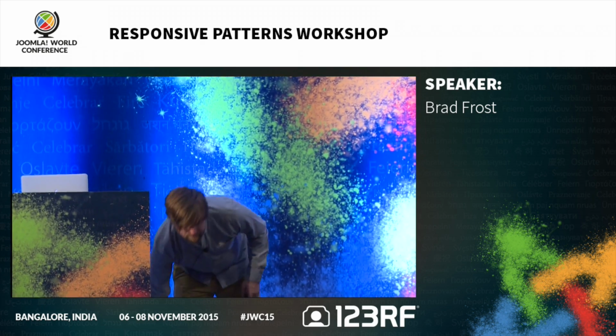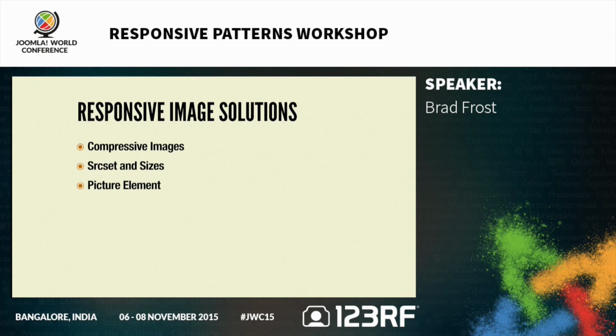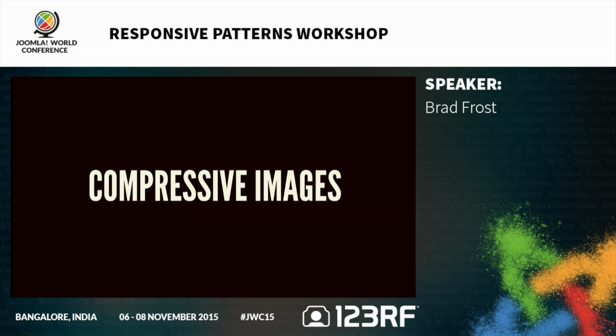Okay. So now what we're going to talk about is real actual images, right? These are things that need to exist in the DOM, right? IMG SRC, right? These are things that are semantically important to the document. There's a few different solutions we're going to talk about. The first is called compressive images.